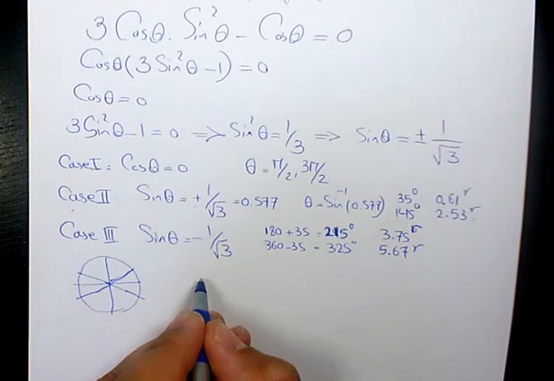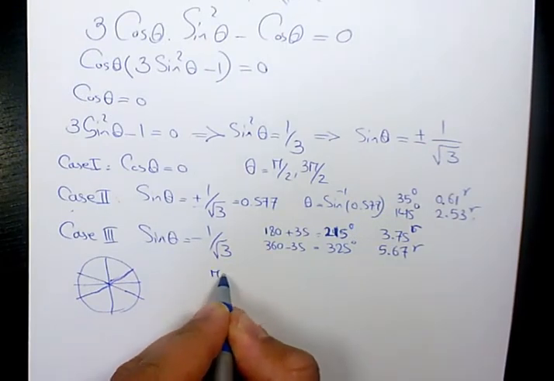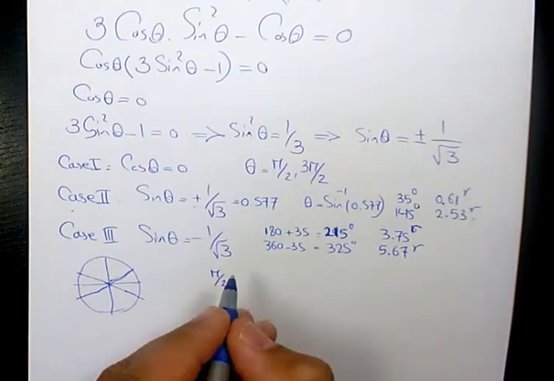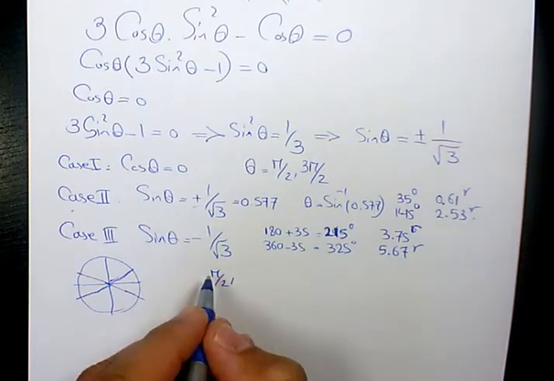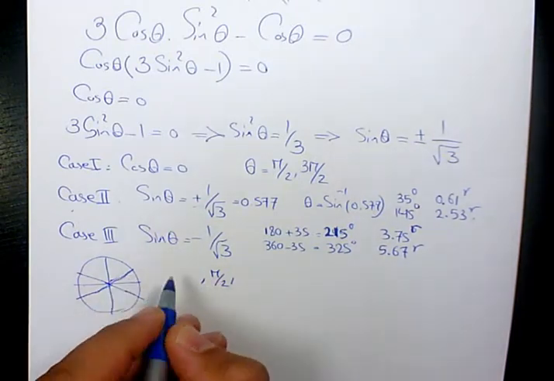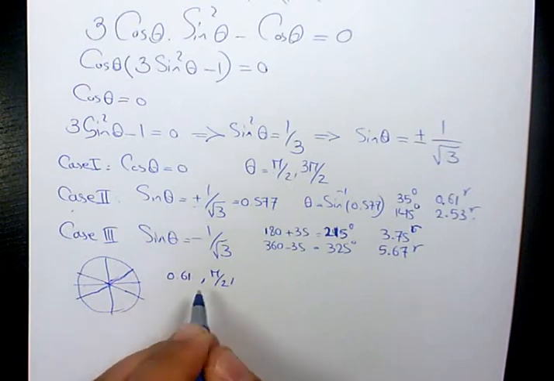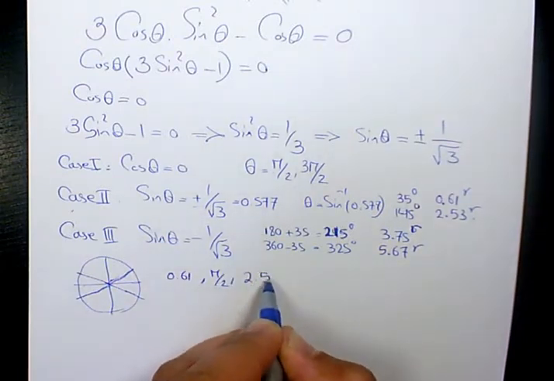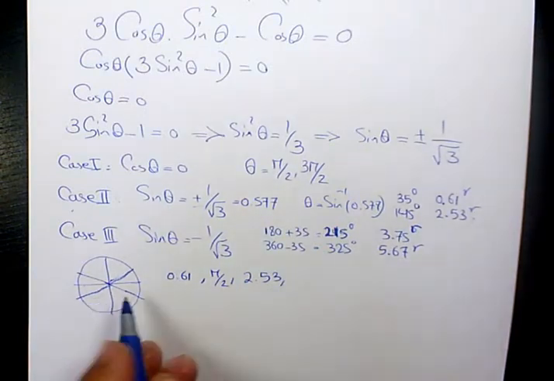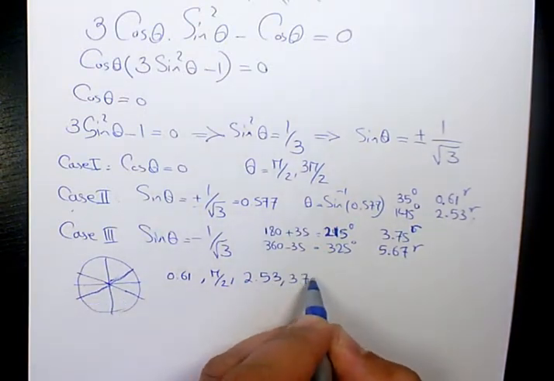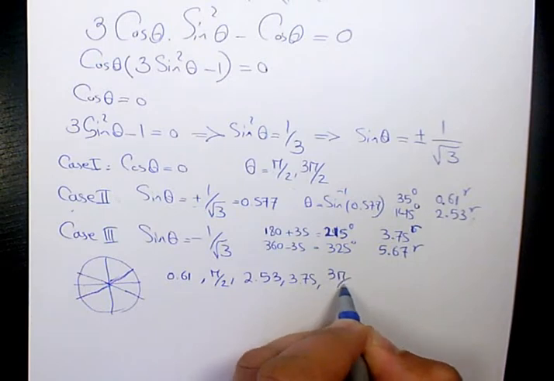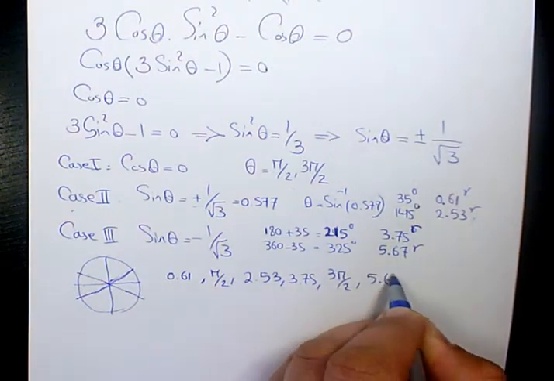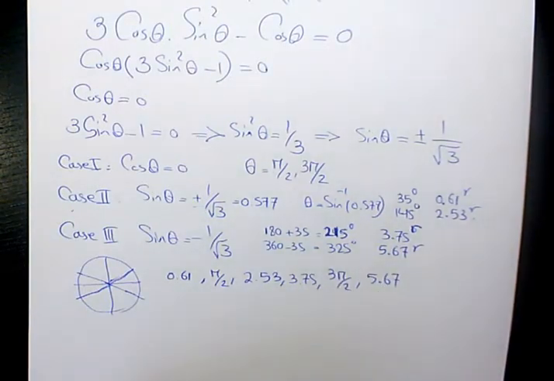So the answers, if I write them in increasing order, are going to be 0.61, pi over 2, 2.53, 3.75, 3 pi over 2, 5.67. So these are the answers in terms of radian.